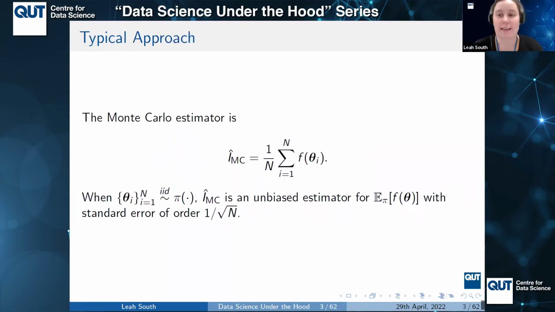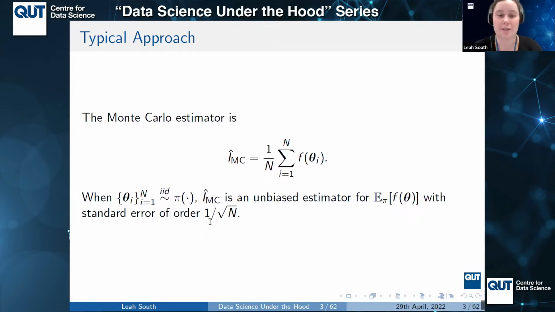Typically, if you're in that setting, you go straight to the vanilla Monte Carlo estimator. If you've got this function f of interest, you evaluate f for each of your samples and you just take the mean. That's what I'm going to call the vanilla Monte Carlo estimator. To get some intuition on how that works, if your samples were drawn independently and identically from pi, then this estimator would be an unbiased estimator for our true quantity of interest, and the standard error is of the order 1 on root n.